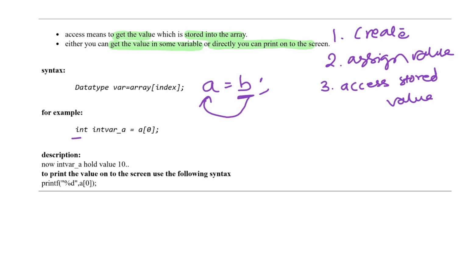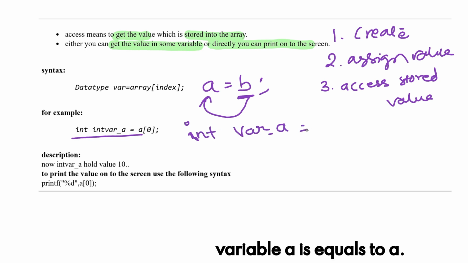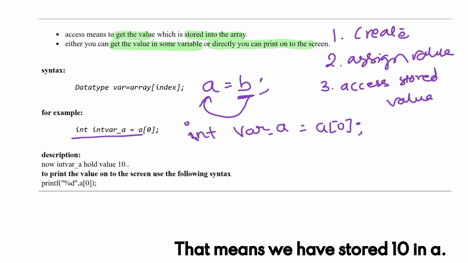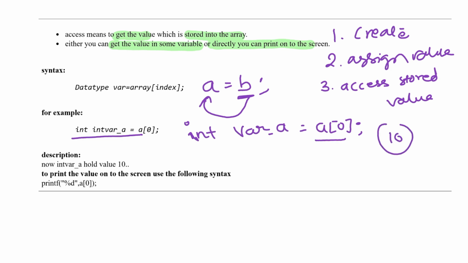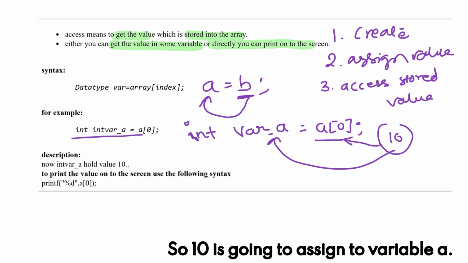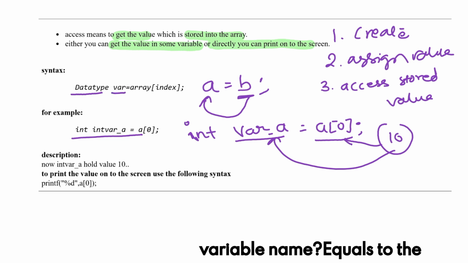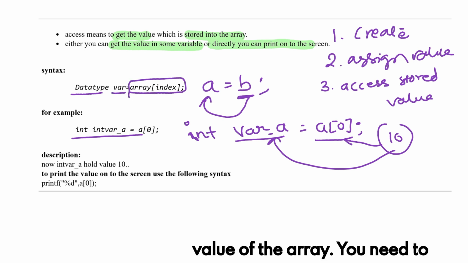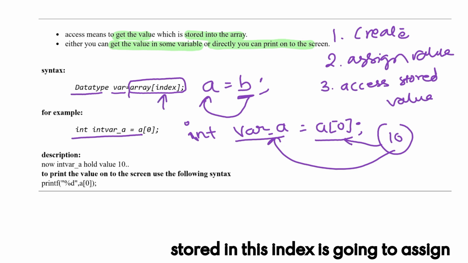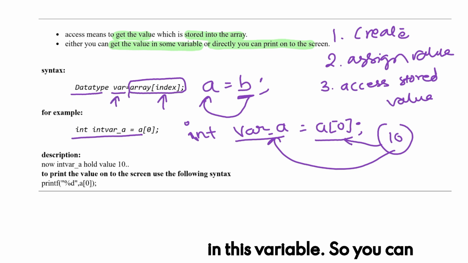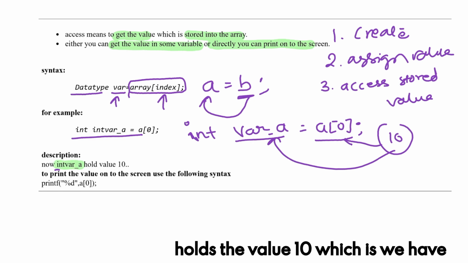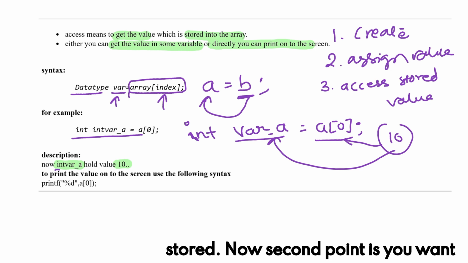The same way here, suppose int a = A[0]. That means we have stored 10 in A[0], so 10 is going to be assigned to variable a. So what is the syntax? The data type, variable name, equals to the array value. You need to specify the index. So the value stored at this index is going to be assigned to this variable. So you can say that now variable a holds the value 10, which we have stored.